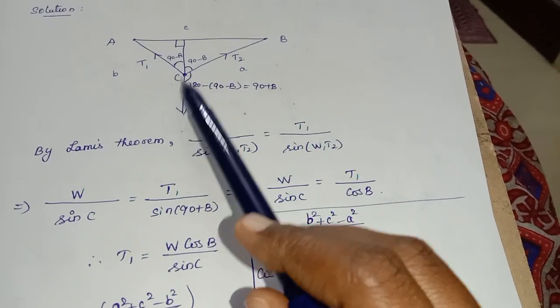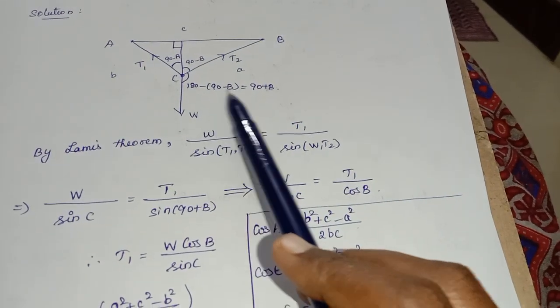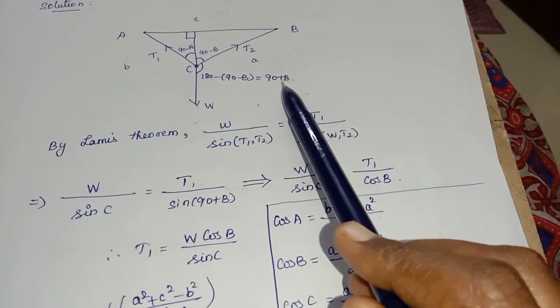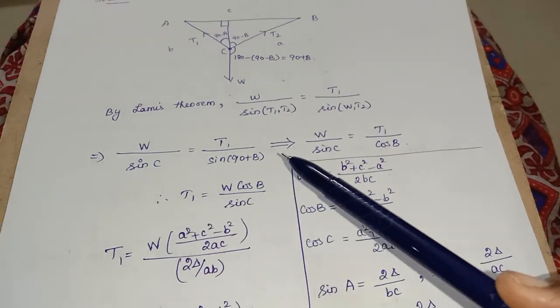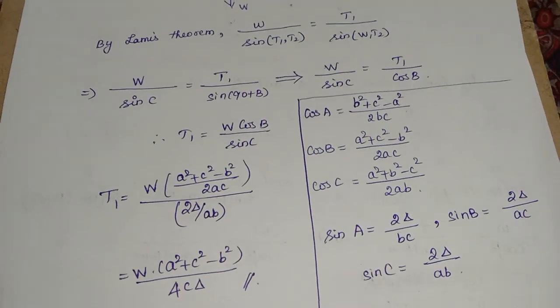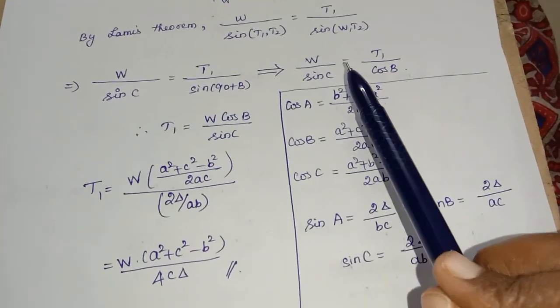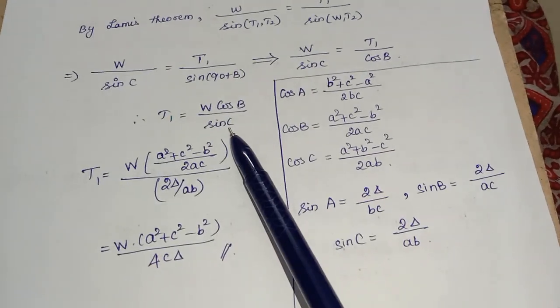This total angle is 180 degrees. This is 90 minus B, which means 180 minus 90 minus B, which will be equal to 90 plus B. So T1 by sine of 90 plus B. So what do I have? W by sine C equal to T1 by cos B. By cross multiplying, what do I get? T1 equal to W cos B by sin C.